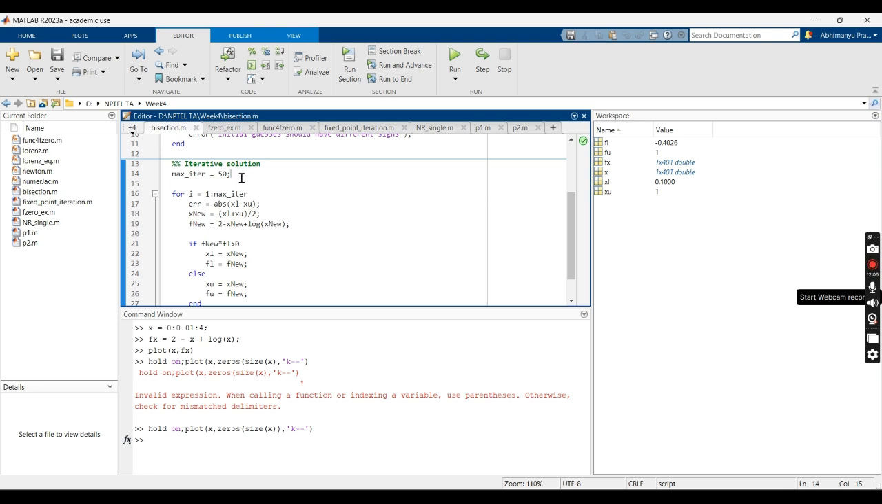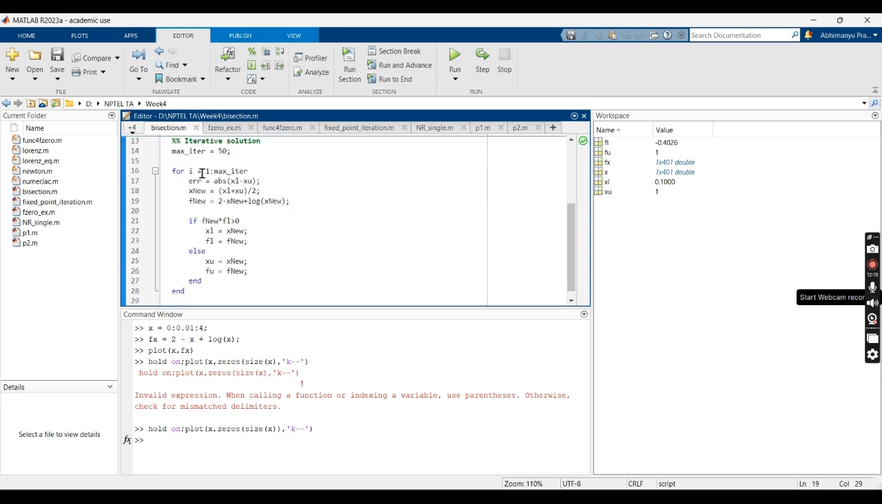I will be running the loop for 50 iterations. I'm calculating my new x value as the midpoint of the lower and upper values, and I'm evaluating my function at that new x value. Then this is just an if-else condition to check which side of the root the new function value is on, either towards the left or towards the right.